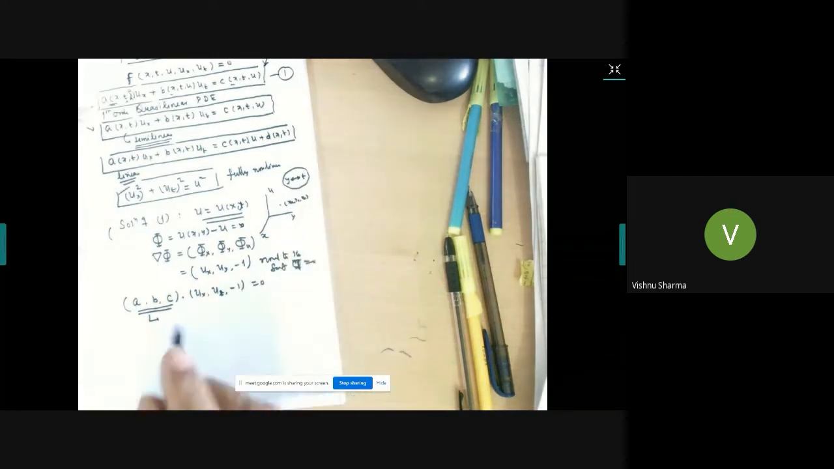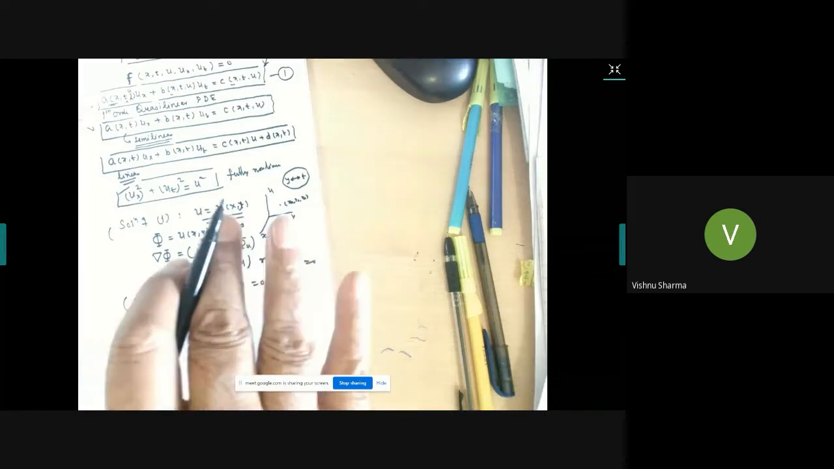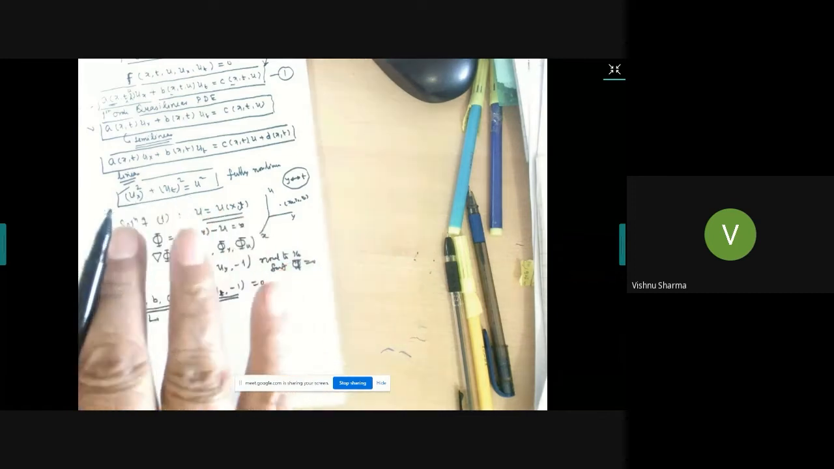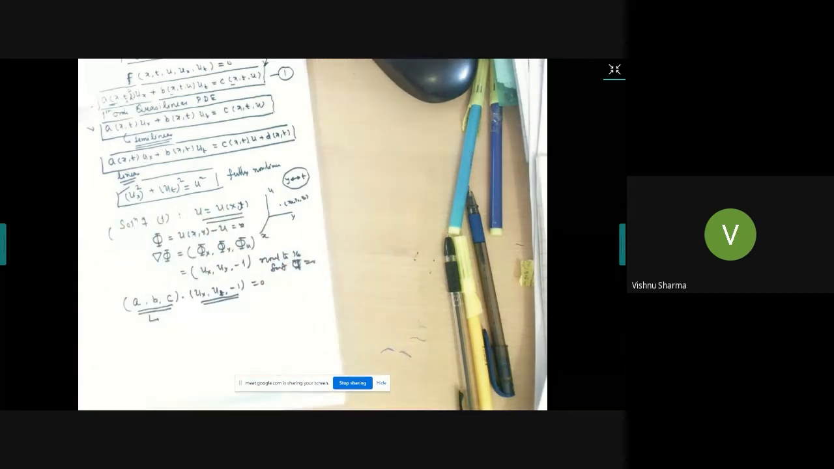Is that right? It is very clear that this is normal to the surface and this is perpendicular to it because the dot product of these two vectors is 0, and therefore this vector field lies in the tangent plane to the surface at that point. Is that right? Hello? Yes, sir. Yes, sir. Very good.